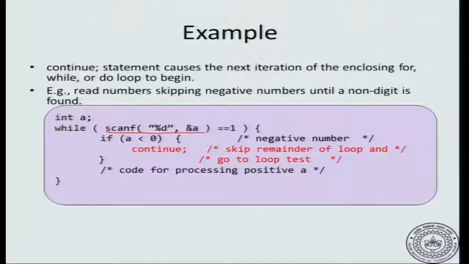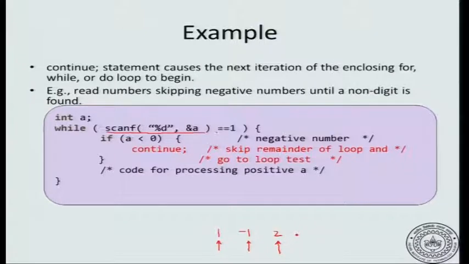We may have an input sequence that looks like this: 1, -1, 2, and then dot. Let's say the input sequence is something like this. What we will do is the scanf operation to get the numbers. So scanf will read the first entry as 1, the second as -1, and the third as 2, and so on. That is what scanf %d address of a does. We are already familiar with this.